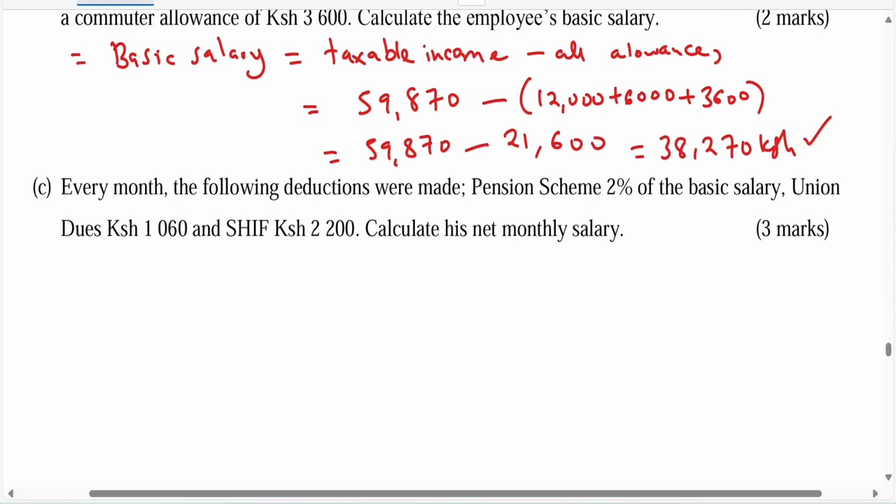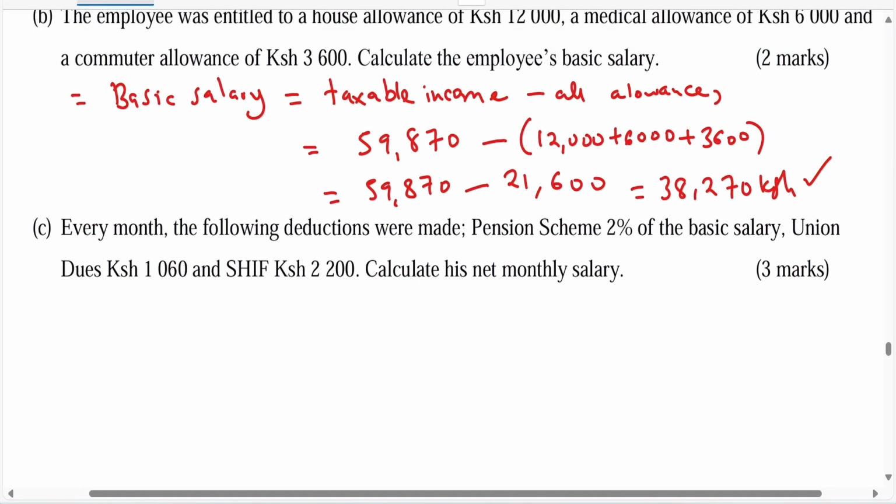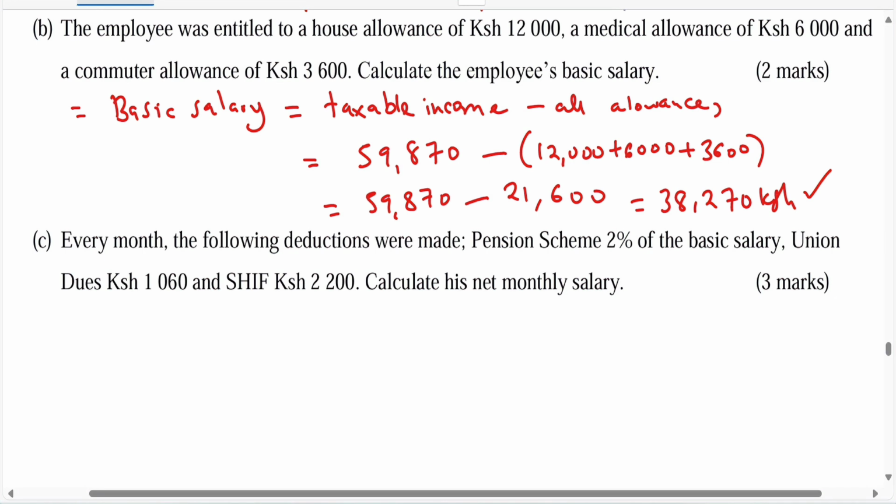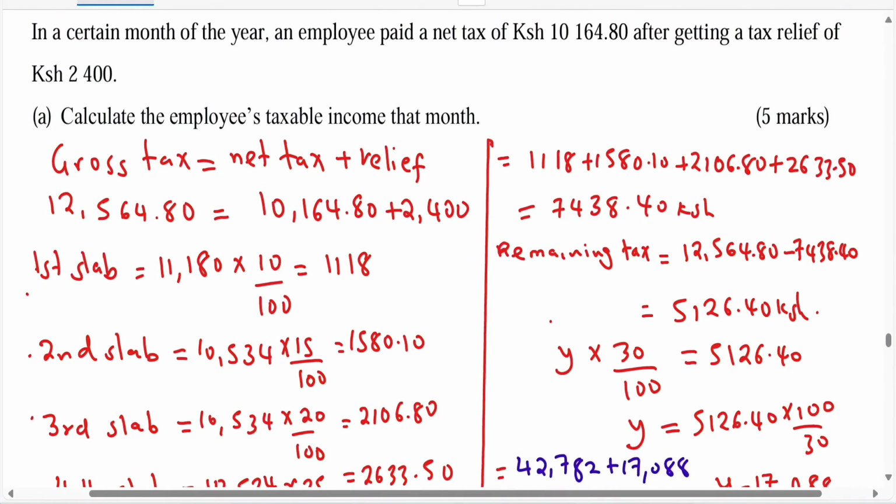Question C, every month the following deductions were made. Okay, in pension scheme we have 2% of the basic salary, we have union dues which is 1,060, and SHIF which is 2,200. Full stop, calculate is net monthly salary. Yamaanisha watapata shilingi ngapi? Obviously uta include hizo allowances zote tu. So you take your taxable income minus all deductions, but let's find out what are the deductions itself.